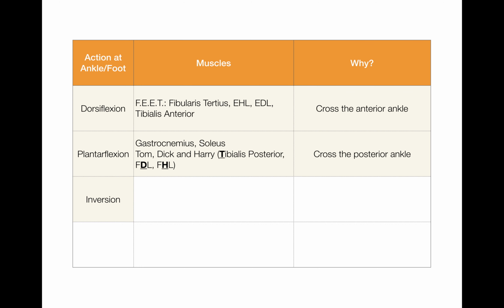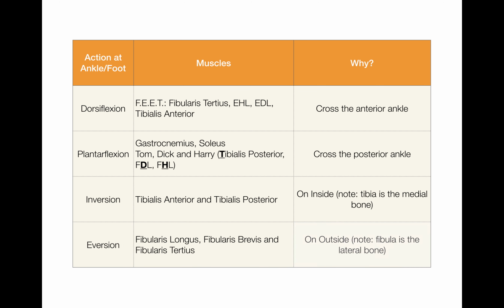Inversion, you have to remind yourself of what the medial bone of the leg is. That's the tibia. Versus eversion, you have to remind yourself what the lateral bone of the leg is. That is the fibula. Okay? And so a muscle that's next to the tibia bone is going to have tibialis in the name. It's perfect, right? Tibialis anterior, tibialis posterior. One might be in front of the tibia, one might be behind the tibia, but when they cross the foot, they're crossing on the inside. So when they pull, it's like pulling the inside of your foot up.